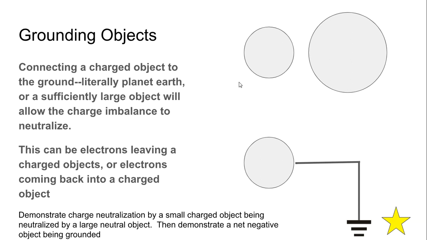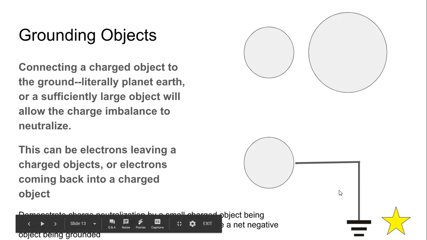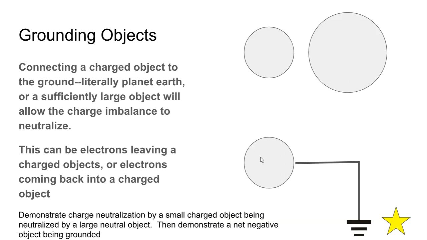Now, what about grounding an object? Connecting a charged object to ground, literally the planet Earth, or a sufficiently large object, will allow the charge balance to neutralize. So the Van de Graaff is just a thin little aluminum foil ball. So when I touch it, even if I'm wearing insulated shoes, I'm grounding the thing because my body has a lot of meat to spread out those charges. So electrons can leave through the ground or they can come back in through the ground.